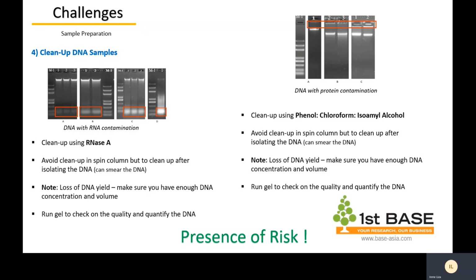As for protein, you clean up using phenol chloroform isoamyl alcohol, and the ratio that is usually followed is phenol 25, chloroform 24, isoamyl alcohol 1. So basically you can scale up based on this particular ratio. Again, avoid cleaning up in the column. And when you do a cleanup, there will also be loss in DNA yield, so make sure you have enough DNA concentration and volume in the beginning itself. And again, run the gel to check on the quality and quantify the DNA.